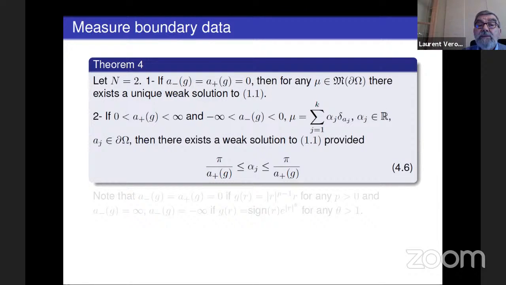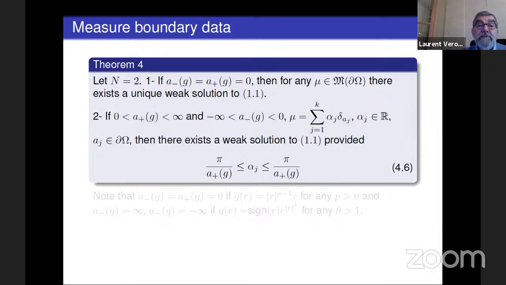I assume that n equals 2. So if a plus of g and a minus of g are 0, then for any boundary measure mu, there exists a unique weak solution, uniqueness always coming from the monotonicity of g.